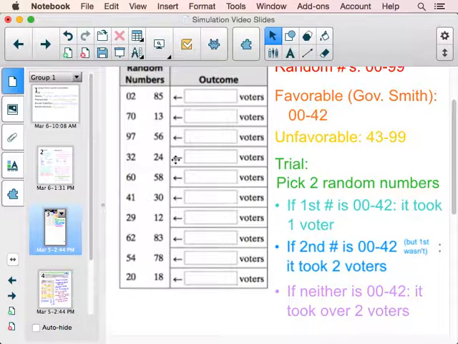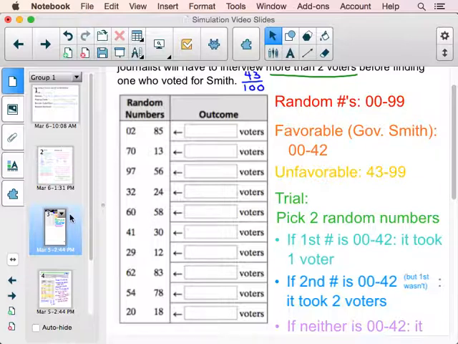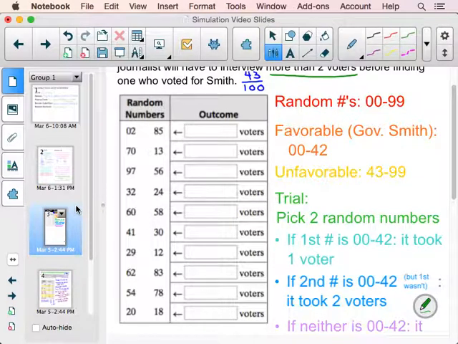So we're going to look at these results. These were simulated results, and you could do it yourself, but this is just a table so that we can all get the same outcomes here. If you look at the first trial, this first row here is representing a trial. We got a 02 and an 85. Well, 02 is representing a vote for Governor Smith. So here's a vote for Governor Smith on the first number that we picked, so it doesn't matter what the second person did. It only took us 1 voter in order to get a vote for Governor Smith.